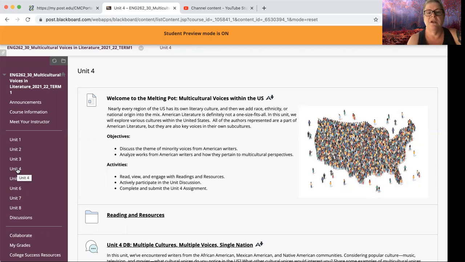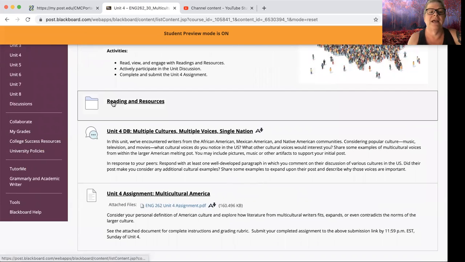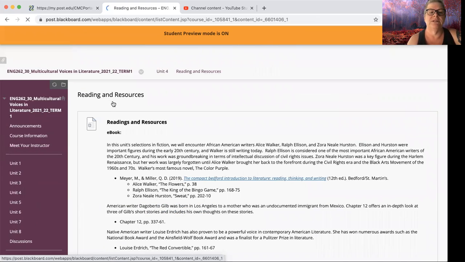So that's what we're focusing on this unit: the melting pot, or the beef stew, whatever you want to call the United States. And we've got some various voices to take a look at. So let's look at the readings and resources.